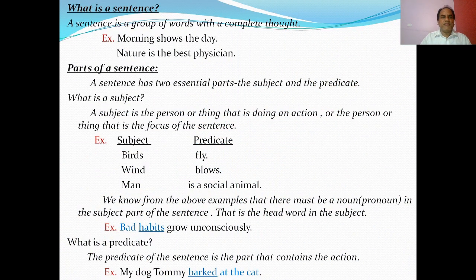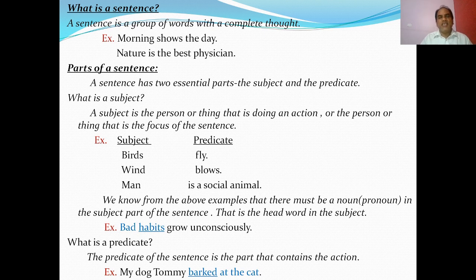What is a sentence? A sentence is a group of words with a complete thought. A sentence means with a sense and a tense. There must be sense and tense also. And there must be a finite verb in a sentence. Example: morning shows the day. You see, morning shows the day. Four words, a group of words.